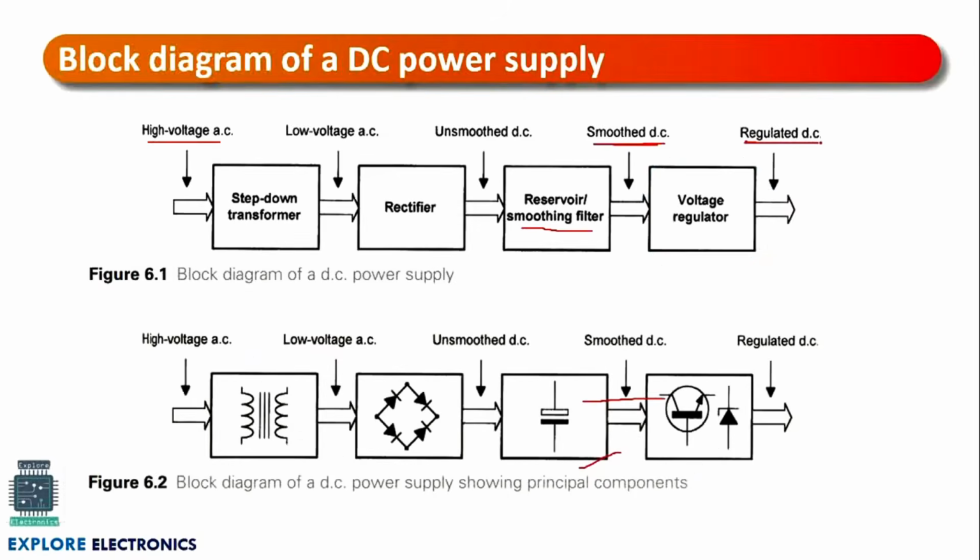Here you can observe the components. The step down transformer is having a coil, and in place of the rectifier you can observe a bridge rectifier arrangement, and then for the reservoir and smoothing filter we can have a capacitor like this, and the voltage regulator will be having a Zener diode as well as the transistor arrangement. These are all the principal components present in these particular blocks.